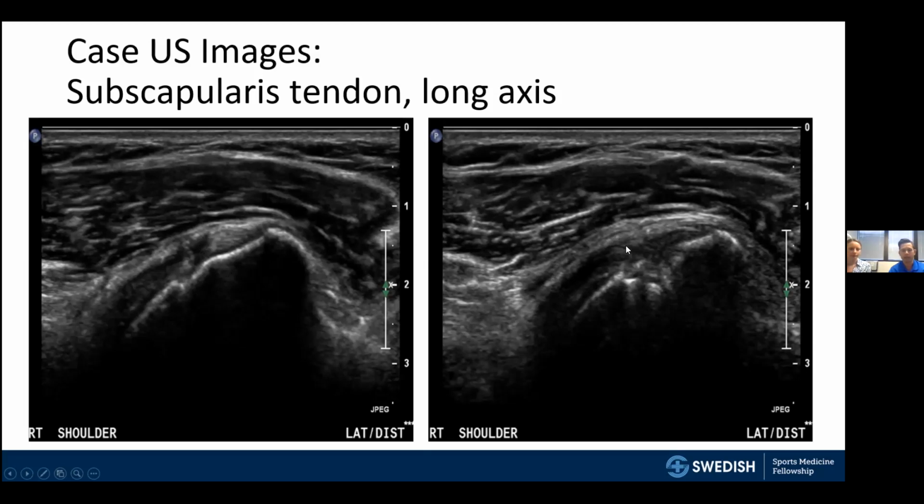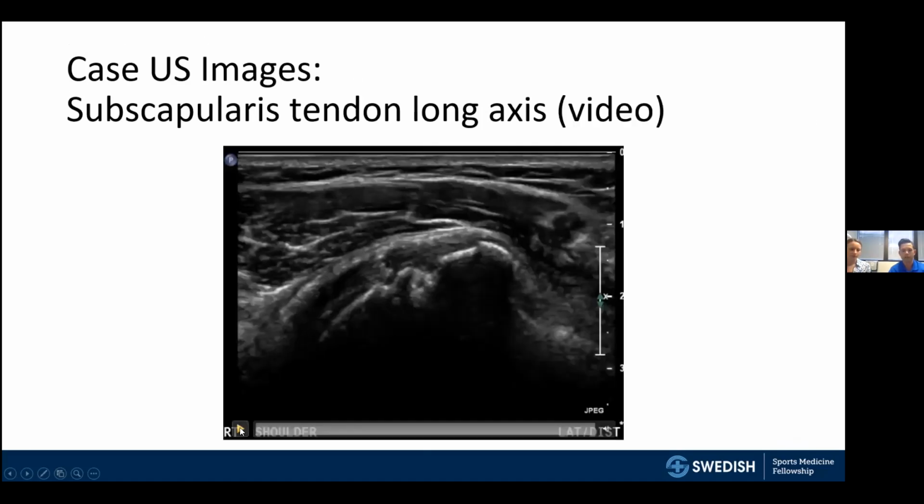As we fan through the tendon, we can see this area of cortical irregularity. While it is normal to see some cortical irregularities within the subscapularis tendon insertion, this is more than what is considered normal, and so this is associated with pathology. You can see there's a focal area of hypoechogenicity just superficial to that. Now, it's hard to call pathology just based on still images, so I really like to use a video to assess that.